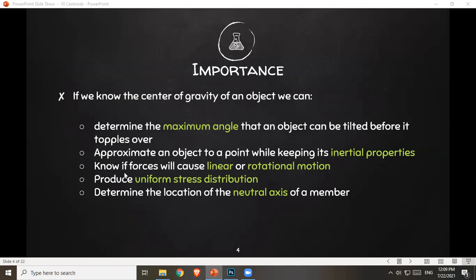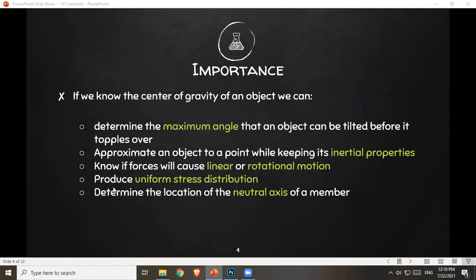The third thing is that we can know if forces will cause linear or rotational motion. If a rigid body is pushed at its center of mass or center of gravity, then the object would just move linearly. It would not rotate about any axis regardless of its shape, as long as your force is along its axis or center of gravity. However, if an unbalanced force is exerted at a point other than the center of mass or center of gravity, then the object will rotate. So that tells us if an object will move linearly or rotationally.